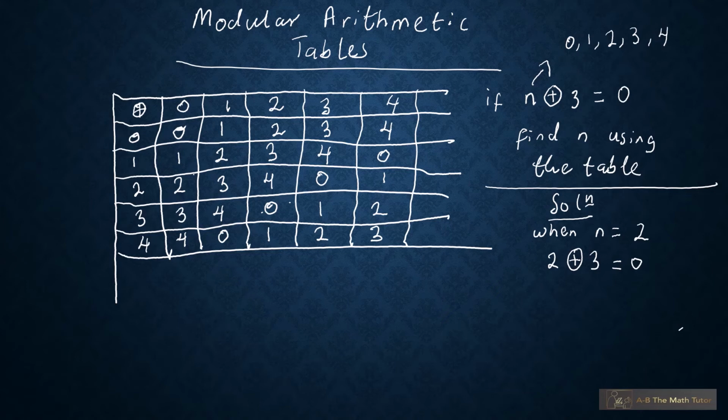But we don't stop here, because sometimes modular arithmetic questions like these can have multiple answers for n. So we continue through by trying all the other numbers. From the table, we can clearly see that when we try 3 and 4, it doesn't work. So 3 plus 3 will yield 1, 4 plus 3 will yield 2. So the only value of n for which n plus 3 is 0 is 2.